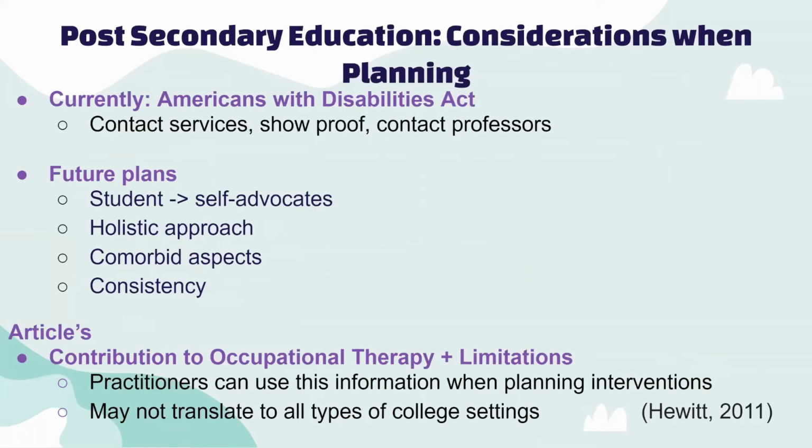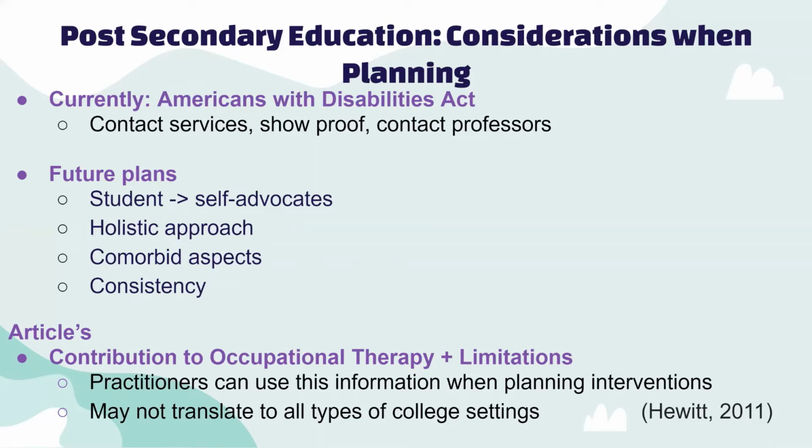So currently there is the Americans with Disabilities Act, and this requires schools to have disability services. And so right now students have to contact these disability services and show proof that they do have a disability, and once they get a letter saying that they're eligible for services, they have to then contact their professors and let them know. So a lot of the burden is on the students to reach out to these services and to tell their professors that they need additional services such as extra time on tests.